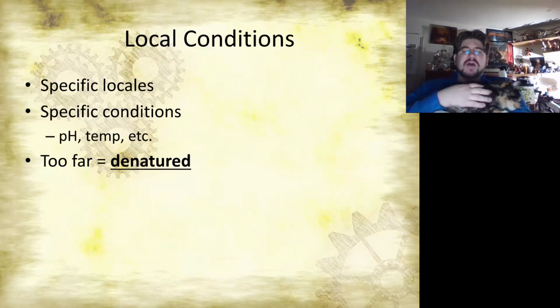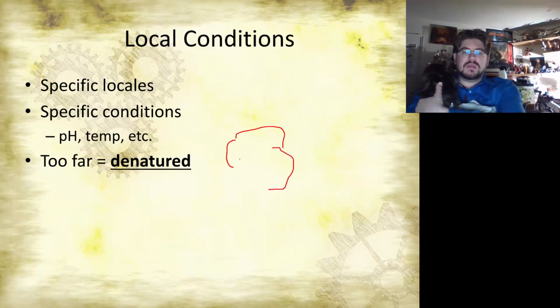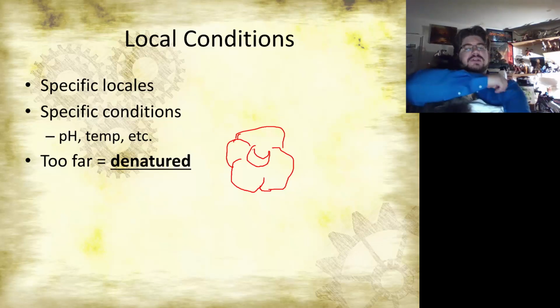If you get too far, remember we talked about conformation, C-O-N-F-O-R-M-A-T-I-O-N. Conformation, that's three-dimensional structure. Here's a weird three-dimensional thing. And let's make this an active site. There we go. Three-dimensional structure.